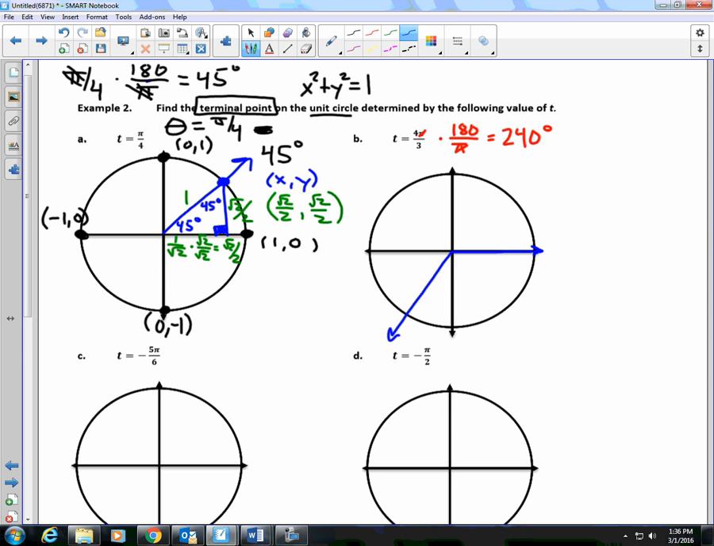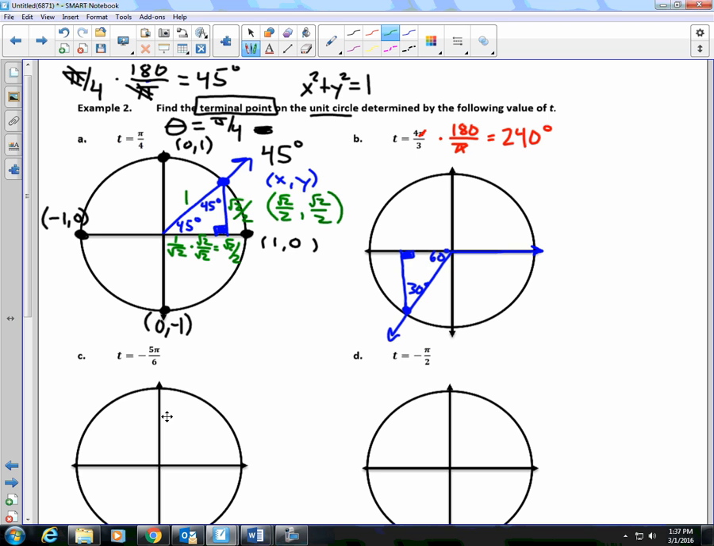Now, you guys all told me how many degrees past 180 did I go? 60. So I'm able to make a special triangle. I know that this is 90 and that is 60. So what is this one right here? 30. I've made my special triangle.